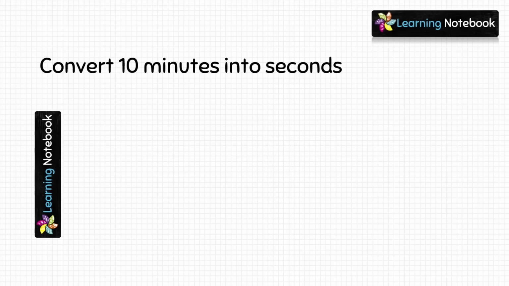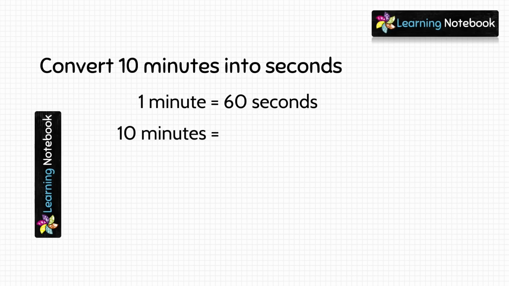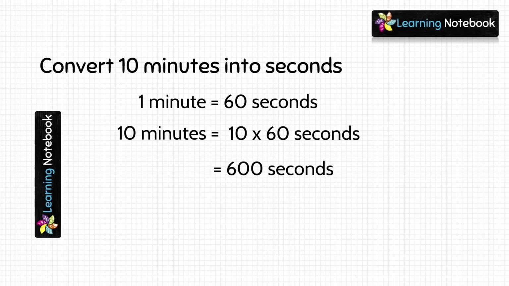Now next question is convert 10 minutes into seconds. So here we are going to learn how to convert minutes into seconds. 1 minute equals how many seconds? Yes, 60 seconds. So 10 minutes would be equal to 10 into 60 seconds, and 10 into 60 equals 600. So 10 minutes equals 600 seconds.